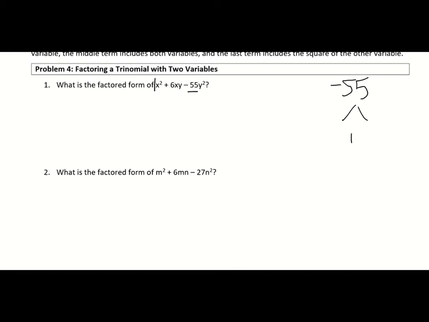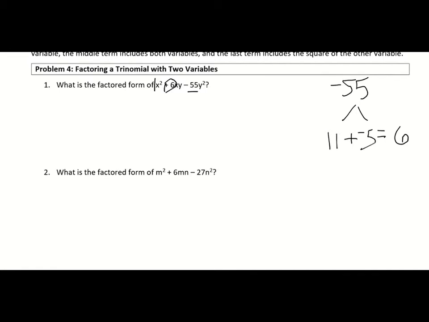And we're going to need to find two numbers that multiply to negative 55 that add to the middle number 6. So for two numbers to multiply to a negative and add to a positive, it's going to have to be a negative and a positive. In this case, 11 and negative 5.